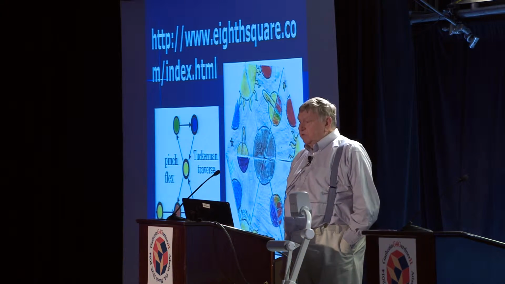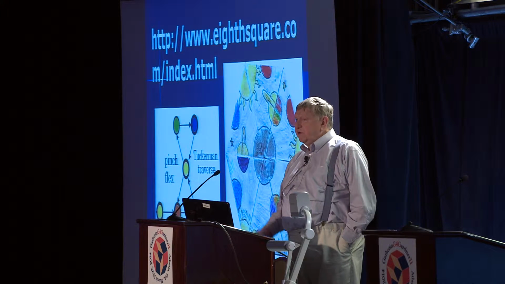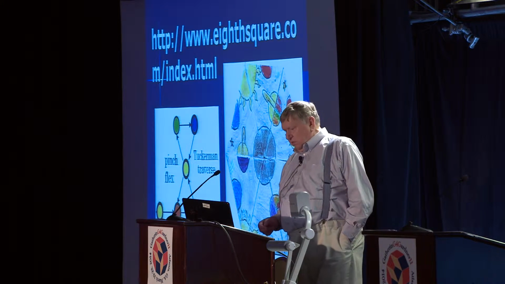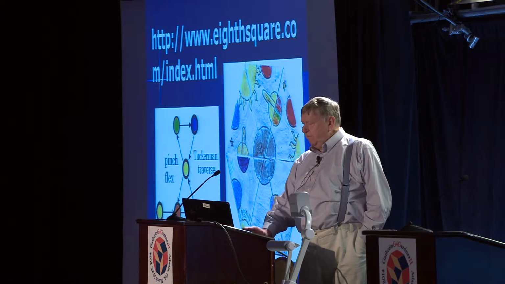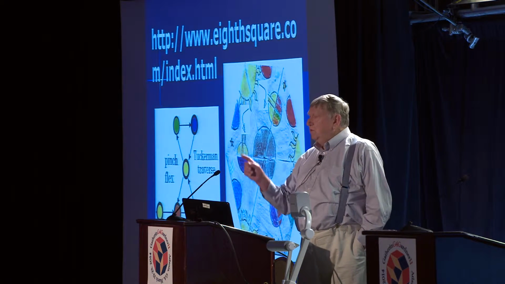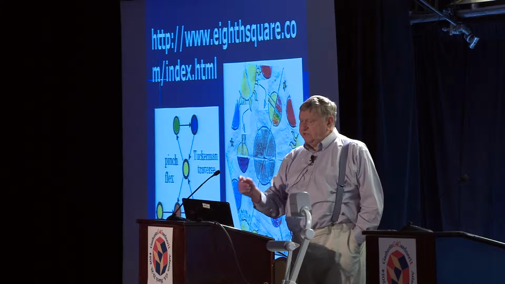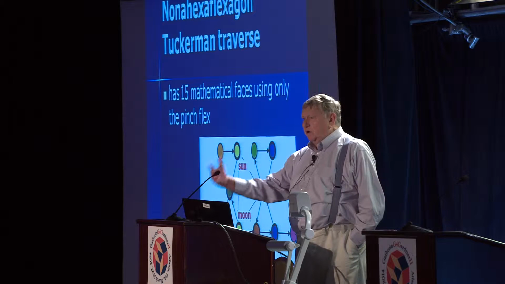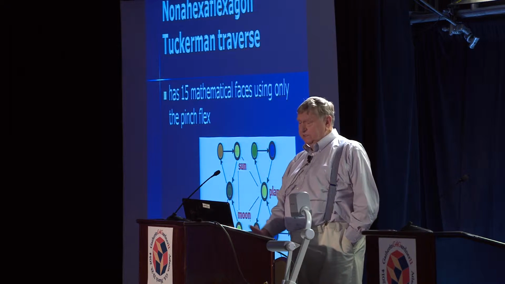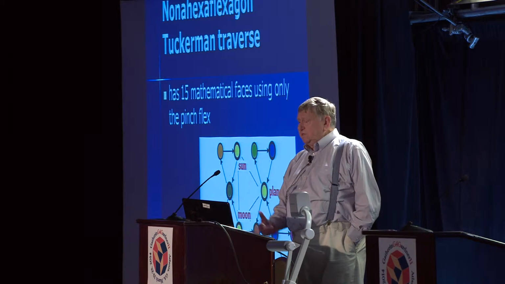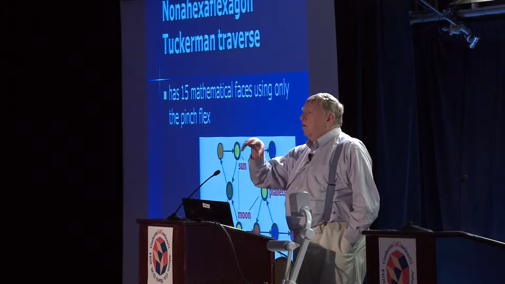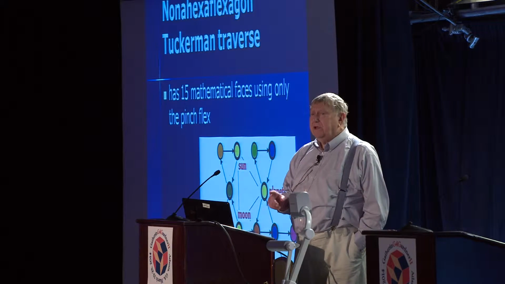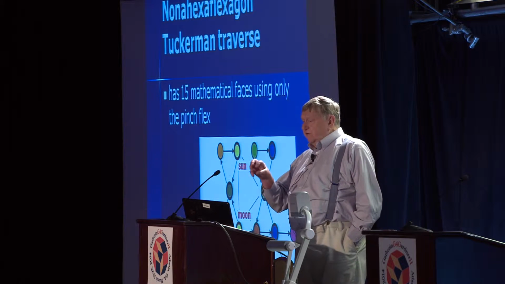This is the Tuckerman traverse from 1939. Concentrate on the yellow face of the flexagon. The moon is at the center, and you can flex it to the other yellow face that will bring the planets together. But you can't get the sun into the center until you add 3 more faces. And with the 15 mathematical faces, we can get the sun, moon, and the planets to all come to the center. Only on the yellow face can you get those 3 figures to come into the center.